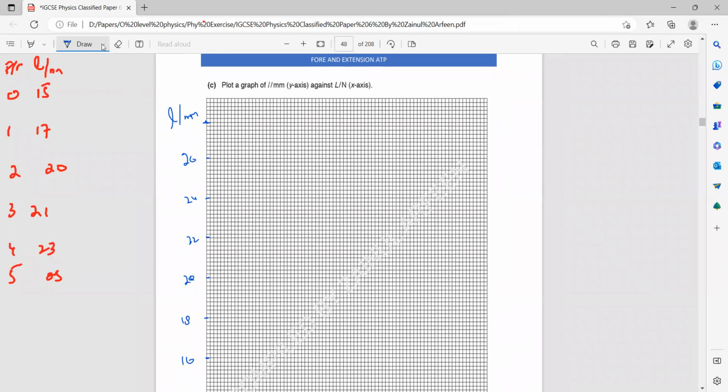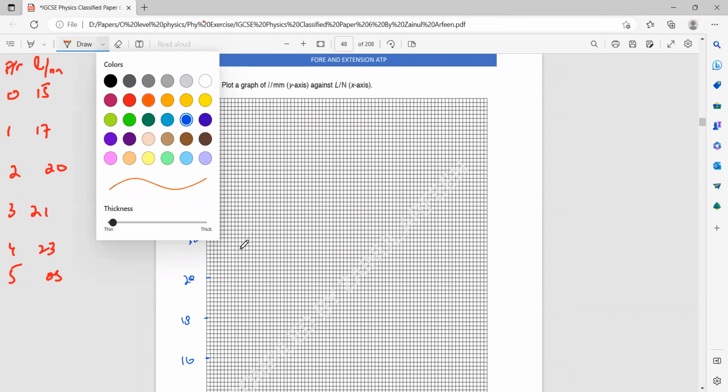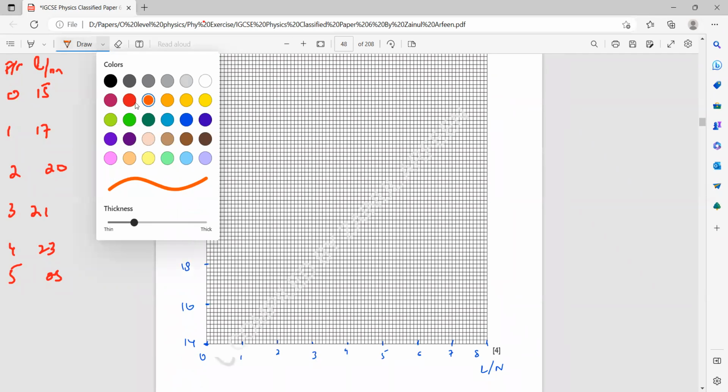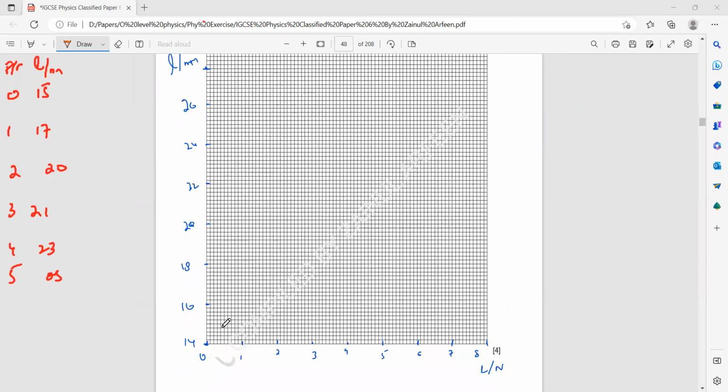I will roughly sketch this because the boxes are very small. So first we have 0 and 15. So 0 and 15 will be somewhat here. Then we have 1 and 17. Then we have 2 and 20. Then we have 3 and 21. Then we have 4 and 23. Then we have 5 and 25.